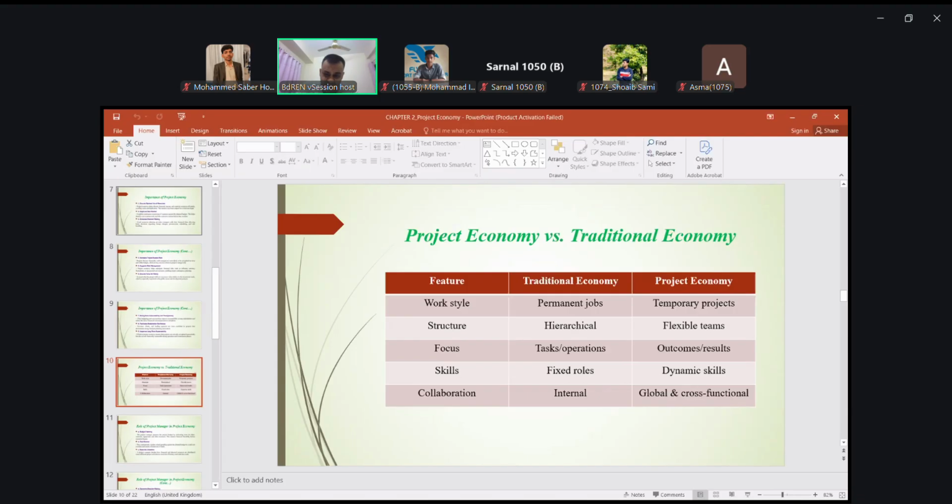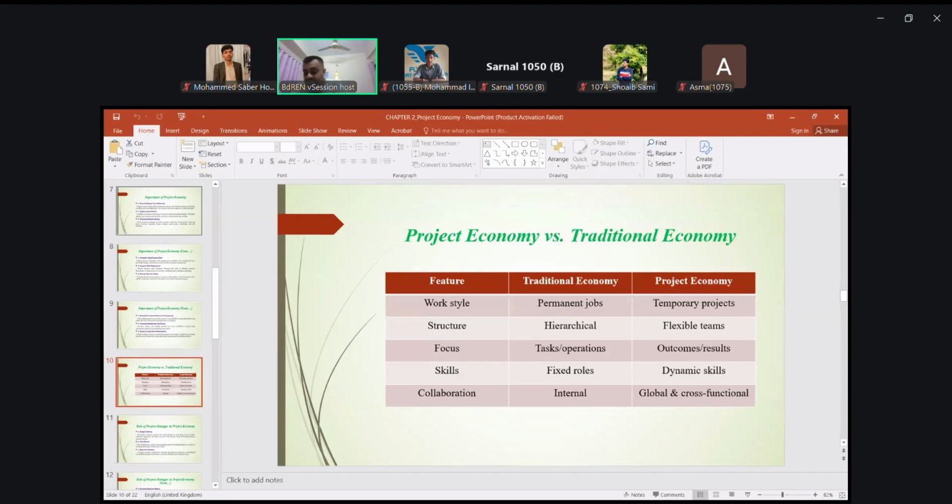In terms of structure, traditional economies look hierarchical, which means you have to follow a protocol. But in the case of project economy, there are flexible teams. As you know, people come from different disciplines, so there is no formal way; the teams are very flexible and can change anywhere. Then we're talking about the focus. In traditional economy, the focus is on tasks or operations, and in project economy, the focus is on outcomes or results. In traditional economy, the skills look like fixed roles, and in project economy, the skills look like dynamic skills.